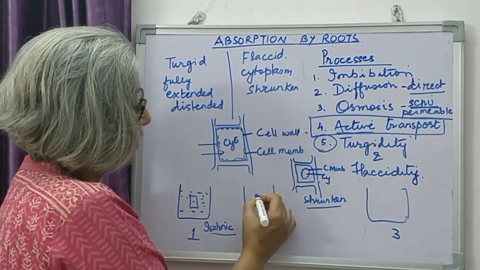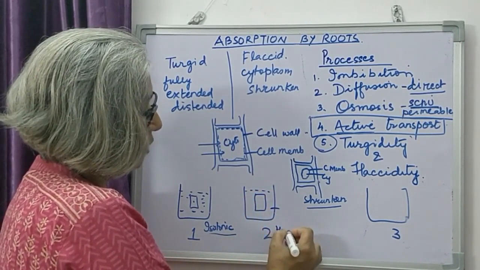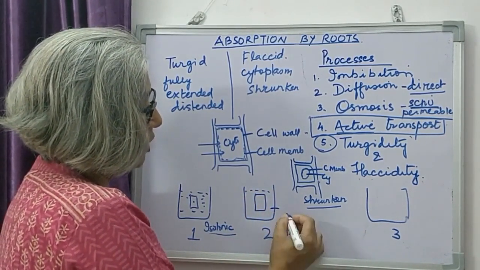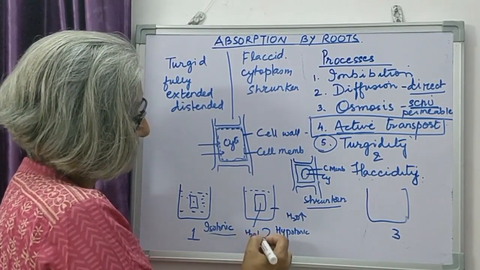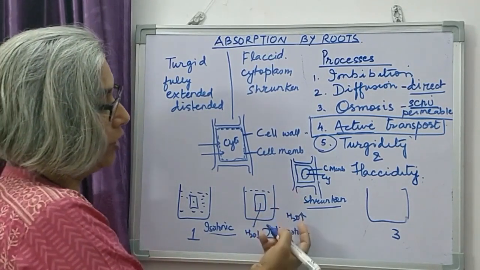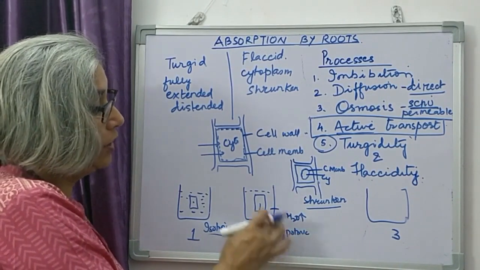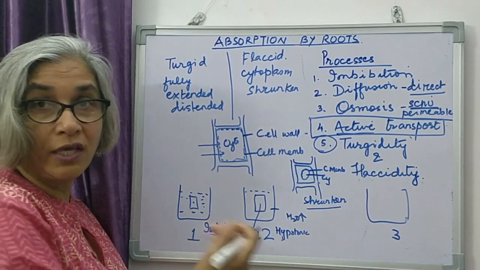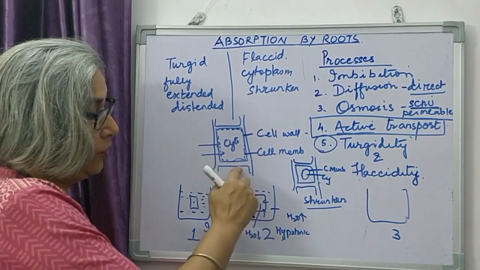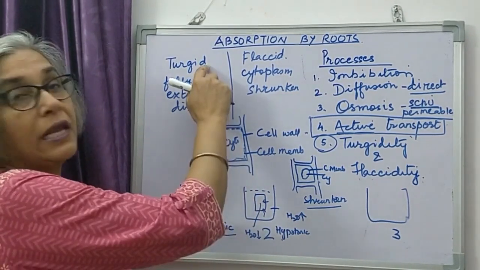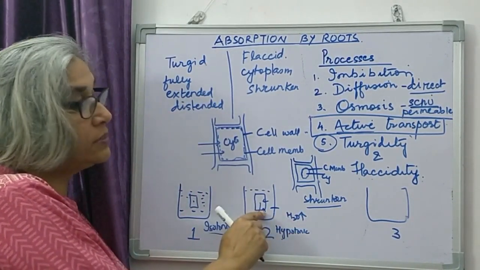In the second situation, if we take a cell and the surrounding solution is hypotonic, which means the water is more outside and inside the water is less. This arrow pointing down means less water, arrow pointing up means more water. So what will happen? The solution is hypotonic, there is more water outside. So naturally water will enter into the cell. And when water enters into the cell, this will be the result. The cell will be turgid. So if the solution is hypotonic, the cell becomes turgid.